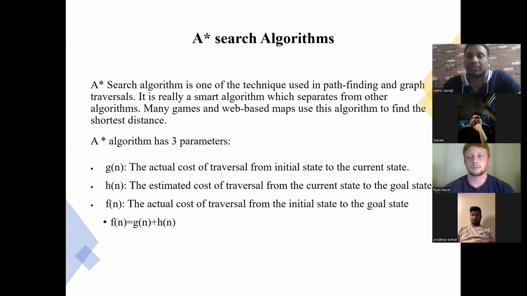It mainly depends upon three parameters, g of n, h of n, and f of n, where f of n is equal to g of n plus h of n. The g of n is the actual cost of traversal from the initial state to the current state, where h of n is the estimated cost of traversal from the current state to the goal state, where f of n is the actual cost of the traversal from the initial state to the goal state.